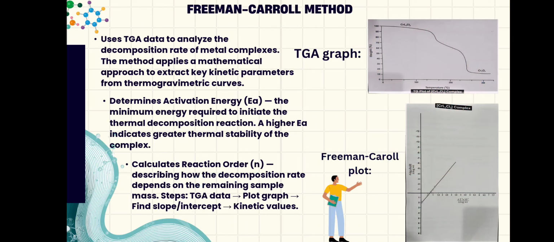The procedure is very simple. First, collect the TGA data. Next, prepare the Freeman-Carroll plot. Then, calculate the slope and intercept. Finally, determine the kinetic parameters. As shown on the slide, MOOCs explain each of these steps with examples, making even a mathematical method easier to understand.